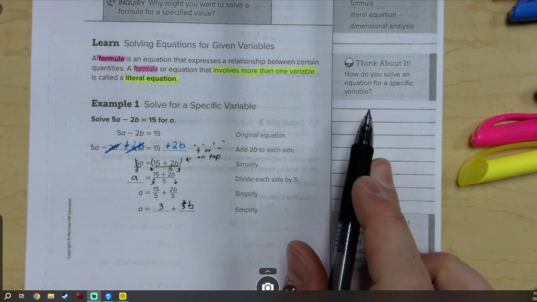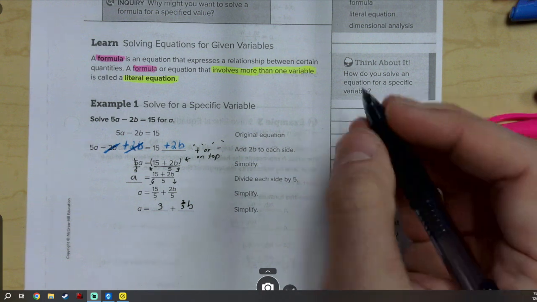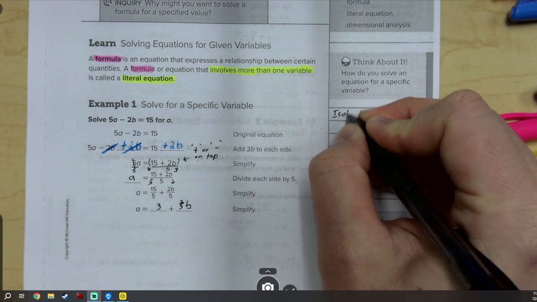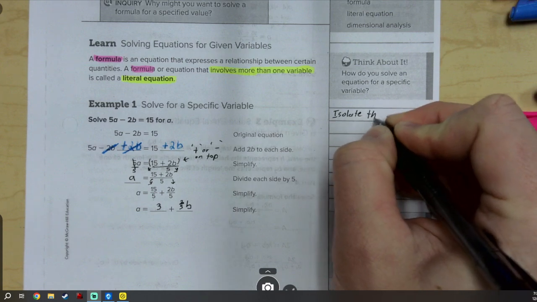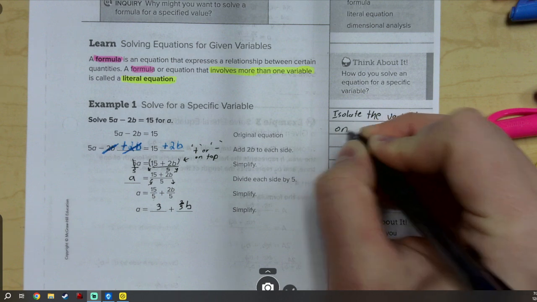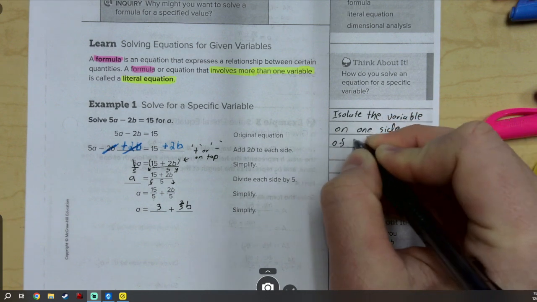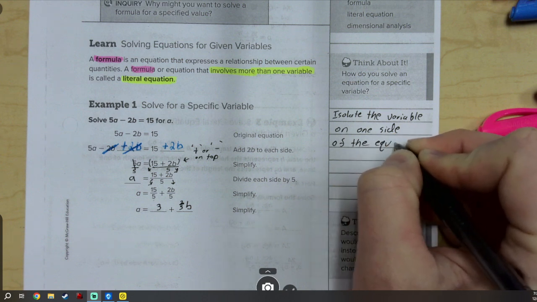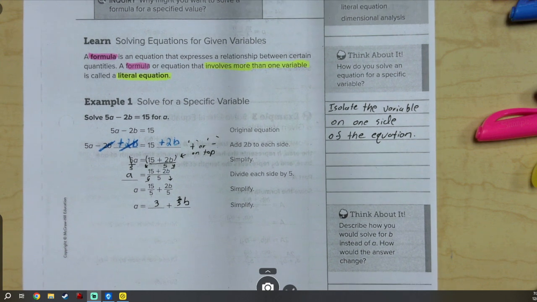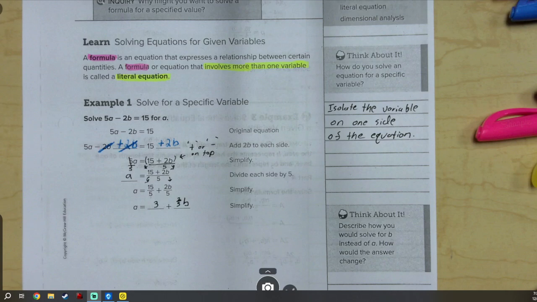It says, think about it, how do you solve an equation for a specific variable? Well, it's easy. It's how you solve anything. You isolate it on one side of the equation. Think about it. Describe how you would solve for b instead of a. How would your answer change?